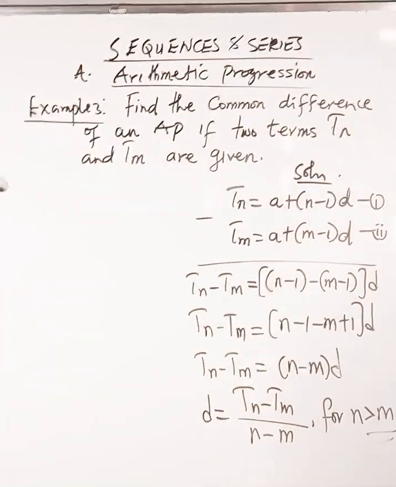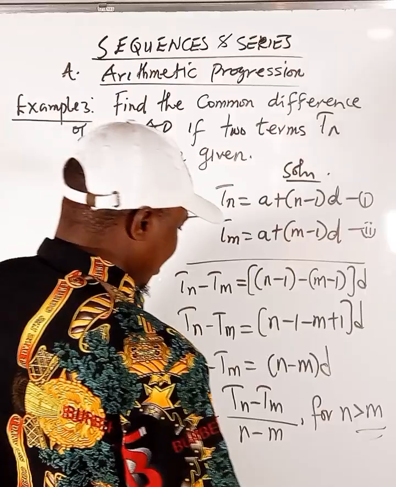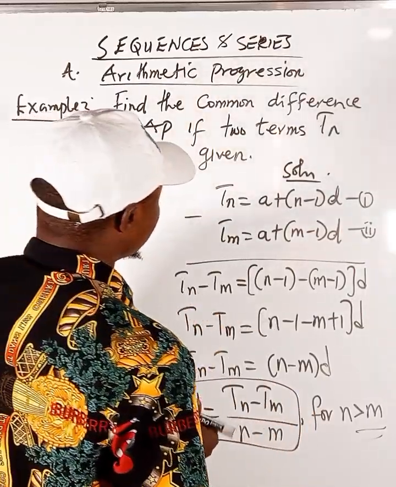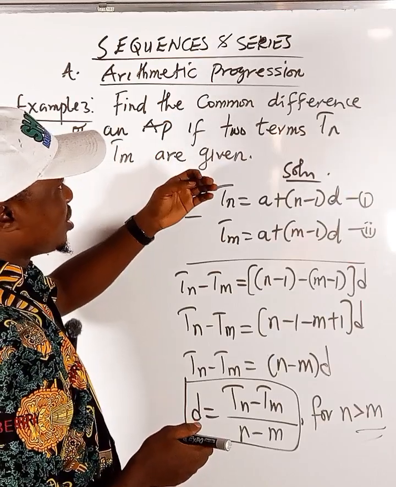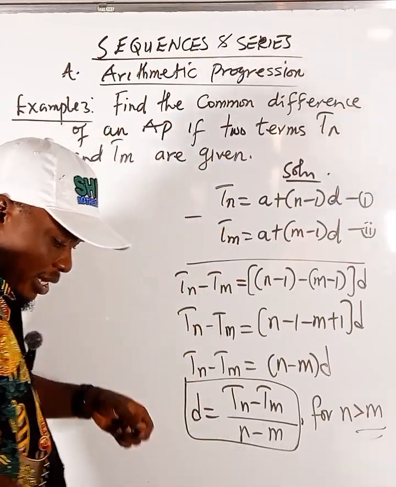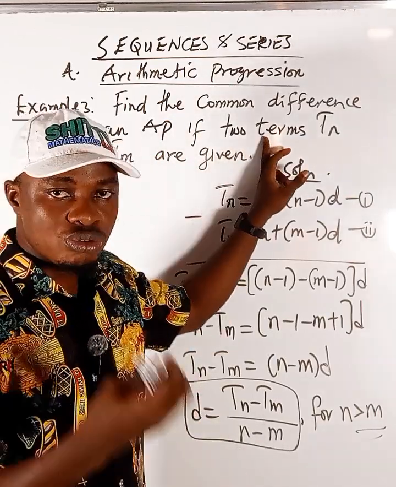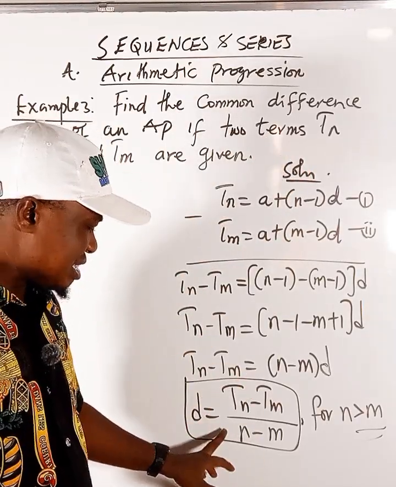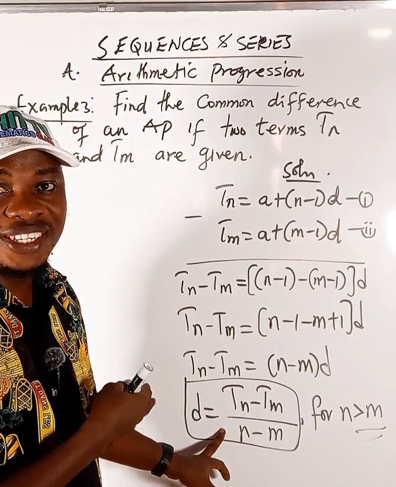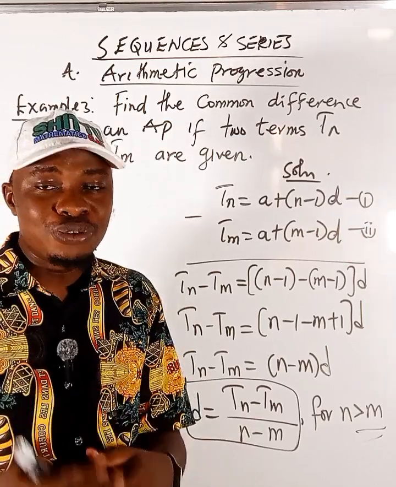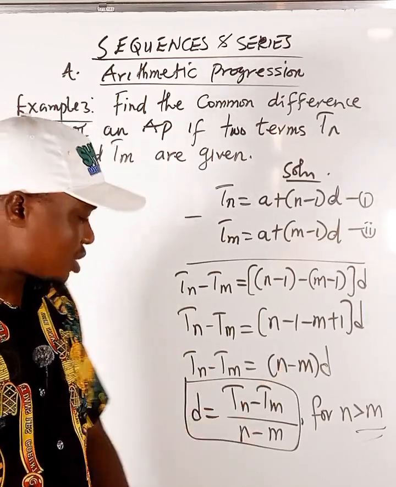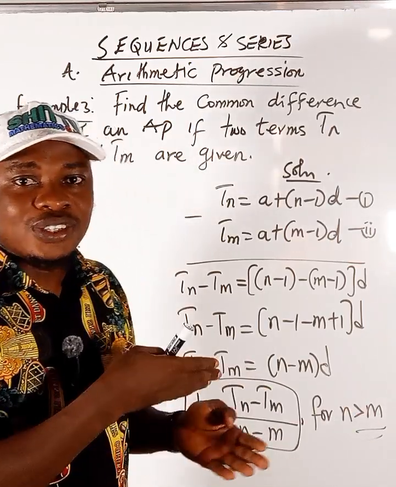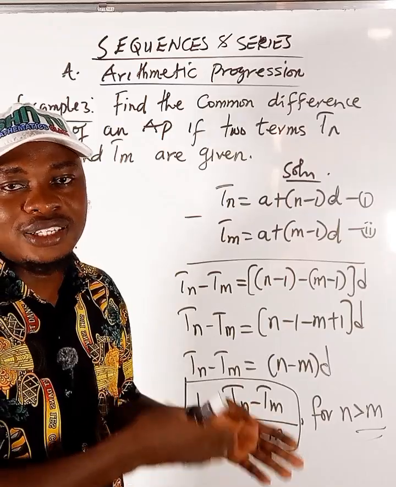Are you following? So now from there, this is now the general formula. If you have a sequence where the numbers are not listed, you are only given two terms, and they ask you to find the common difference, you can easily use this formula for common difference, and you are going to get your answer. Instead of going through solving simultaneous equations, just bring down this formula and you get your answer. So how to apply this, I'm going to show you in my next video.